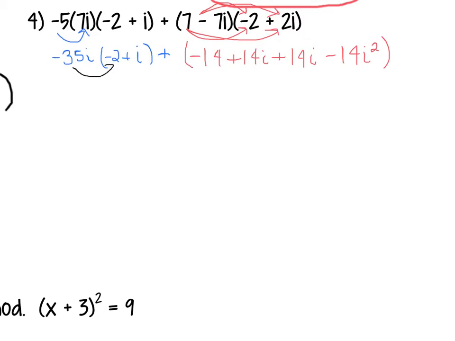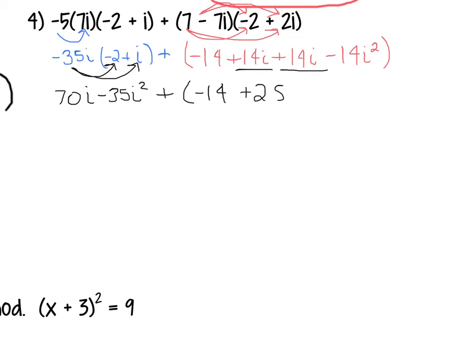Now we're going to distribute this negative 35i into parentheses here. So when I distribute negative 35i into my parentheses, it gets me 70i minus 35i squared. Now let's look inside this quantity in parentheses. Notice we have a 14i and a 14i, so this can be combined. 14i plus 14i creates positive 28i. i squared, well, that's equal to negative 1. So we really have negative 14 times negative 1 getting me positive 14.